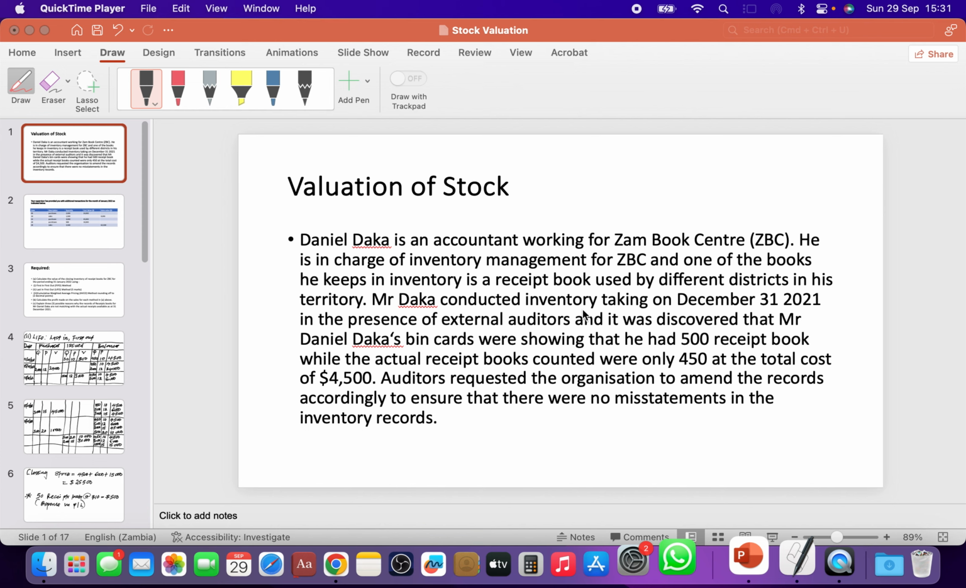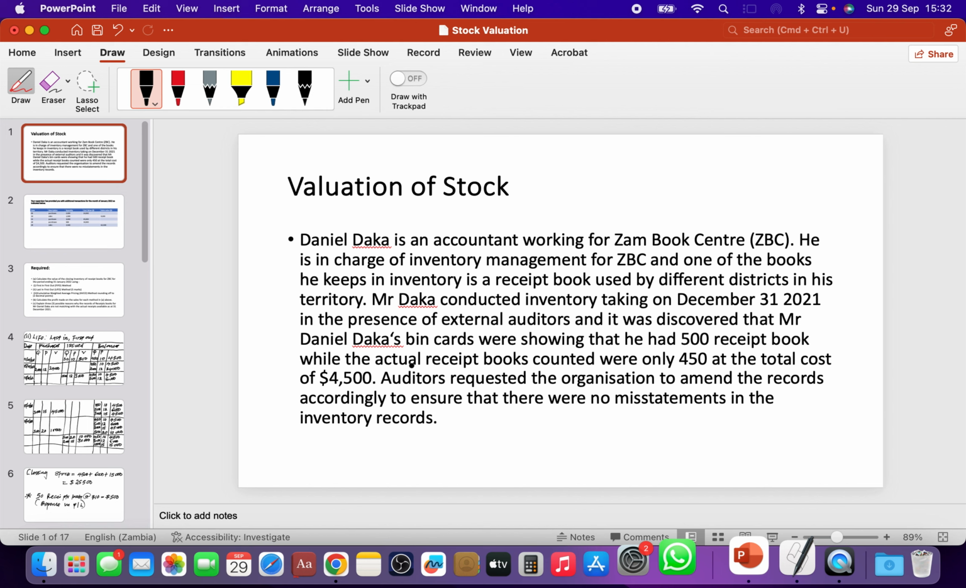Mr. Dakar conducted inventory taking on December 31st, 2021 in the presence of the external auditors, and it was discovered that Mr. Daniel Dakar's bin cards were showing that he had 500 receipt books, while the actual receipt books counted were only 450 at the total cost of $4,500. Auditors requested the organization to amend the records accordingly to ensure that there were no misstatements in the inventory records.